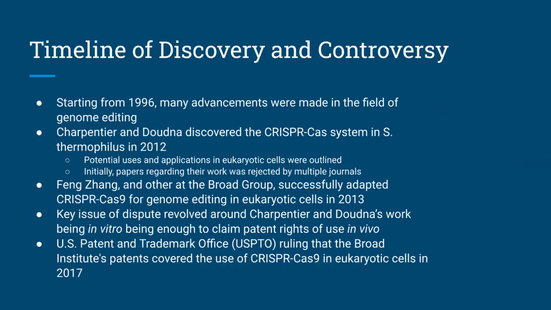Okay, and then the timeline of discovery talked about in the papers. Starting from 1996, many advancements were made in the field of genome editing, right? ZFNs, TALENs, discuss these. And then in 2012, Charpentier, I think is the way to pronounce it, and Doudna discovered the CRISPR-Cas system in S. thermophilus, which is a bacteria.